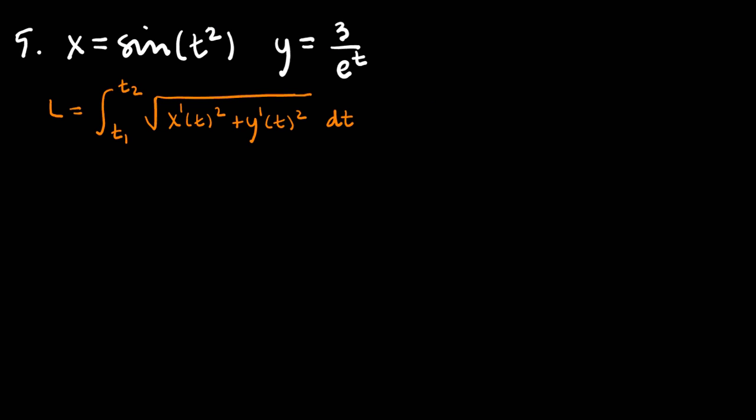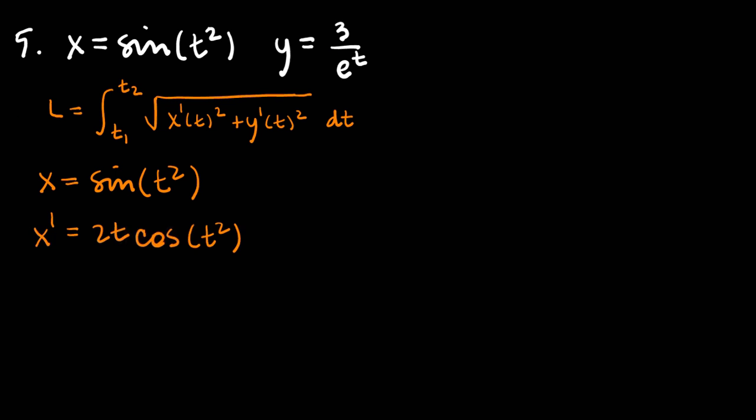So I'm going to just say, all right, x equals sine of t squared. So x prime is going to equal 2t cosine of t squared. I need to use the chain rule here. Y is 3e to the negative t. So y prime will be negative 3e to the negative t.